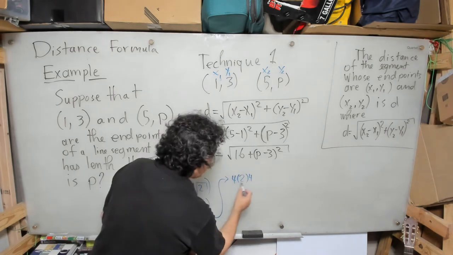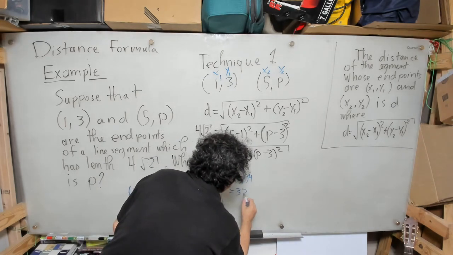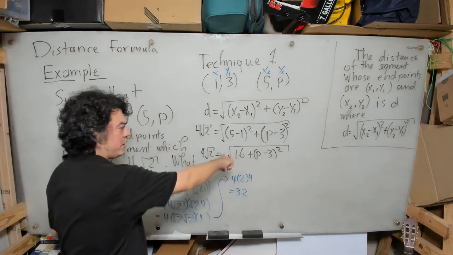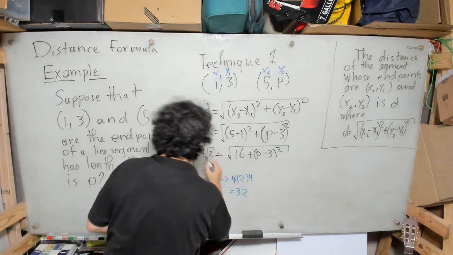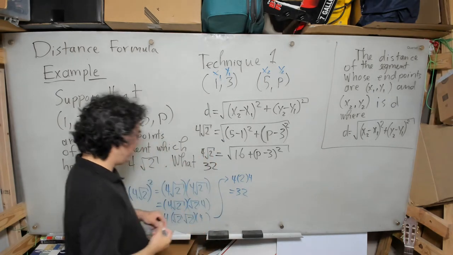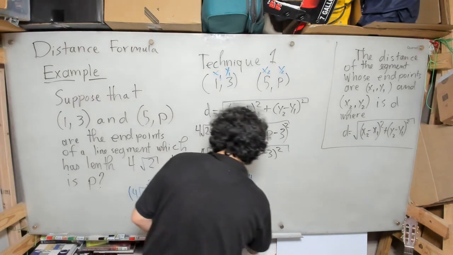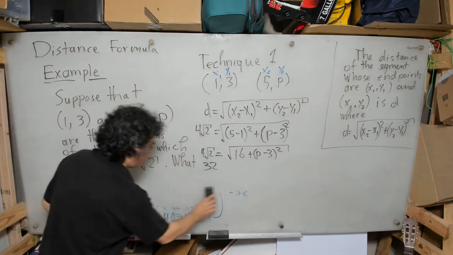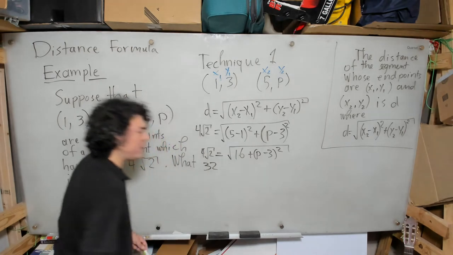Then I can multiply it. 4 times 2 is 8. 8 times 4 is 32. Okay? So when I square both sides of this equation, on the left-hand side, I have 32. And on the right-hand side, I'm just going to get rid of the square root, right? So let me get rid of this calculation now. In fact, let me just take this up.